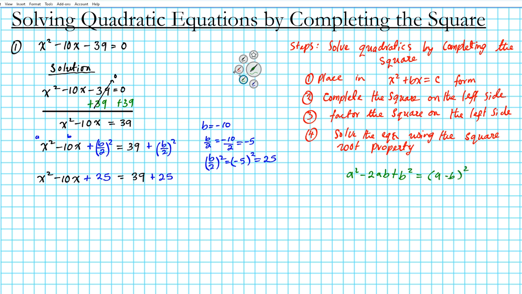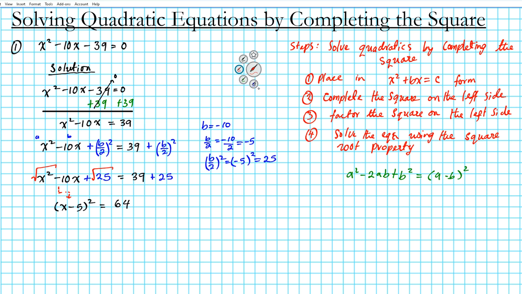All right. So what we do to accomplish that is basically square root the first and the last term, and then bring down the middle sign and square the resulting quantity. So we're going to have (x minus 5) squared is equal to 39 plus 25, which is 64. Bam, bam. All right, so we're done factoring the left side. We're going to move on to number 4, which is to solve by using the square root property.